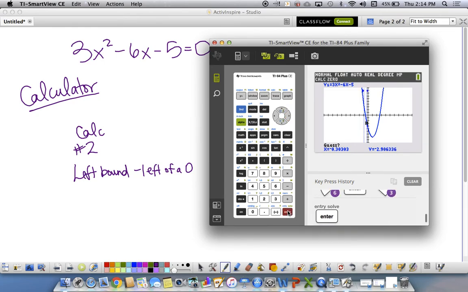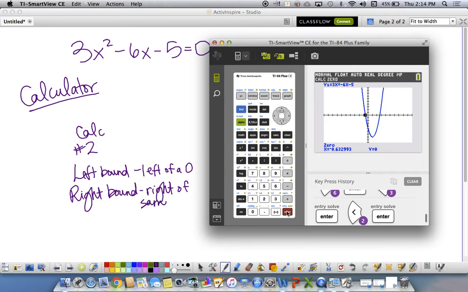When it says guess, you don't have to move at all. I don't know why I do, but I do. I usually will go back towards where I think it's going to be. It's not going to matter. Okay, so left bound, left of the 0. Right bound, to the right of the same 0. And then your guess, you can go close to the 0 or don't move at all.